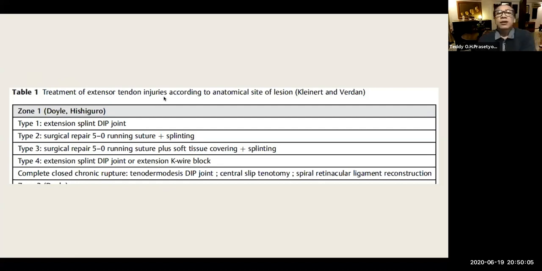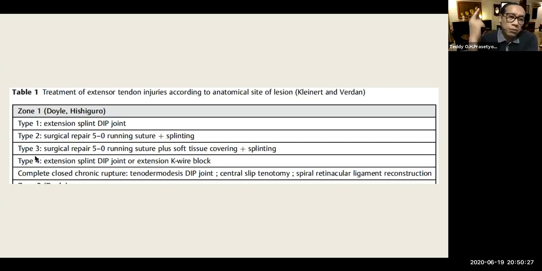So with zone 1, this is just an example. Zone 1 means the area of the distal interphalangeal joint. So when it ruptures, you know what happens with the presentation of the digit? Mallet finger is the main presentation with this zone 1 injury.